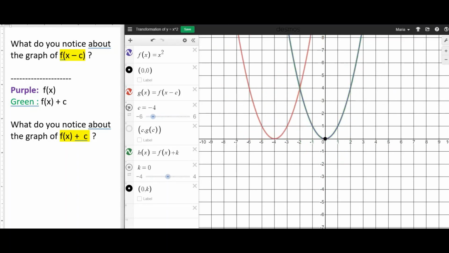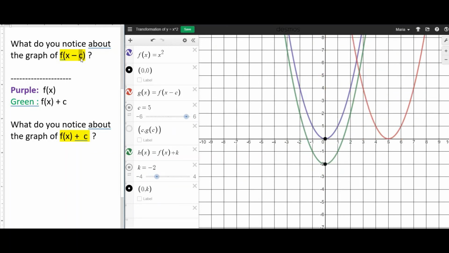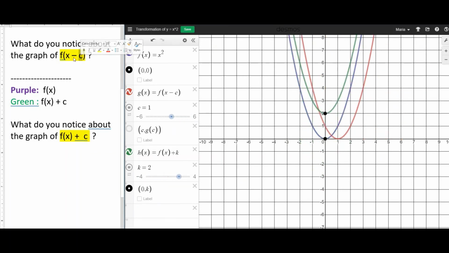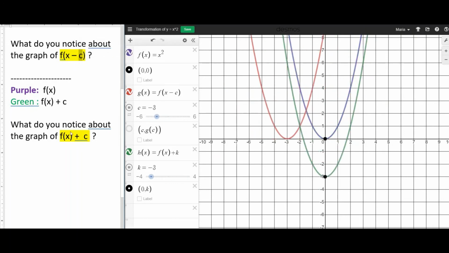Something that I want to point out for the horizontal shift, because this is something that was a little bit difficult for me to accept. Horizontal shifts are of the form x minus a number. So to identify the value of c, the value of c is always the number that follows the subtraction sign. And I think that's pretty much it.